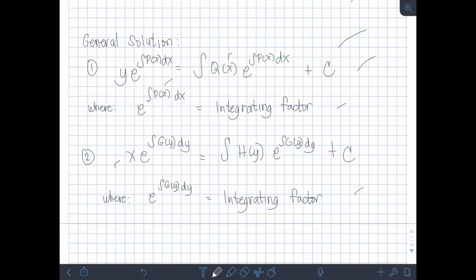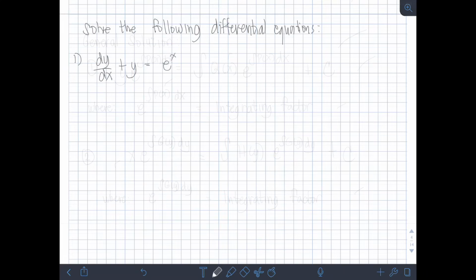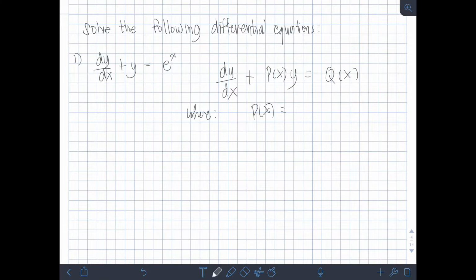Okay, so para ma-illustrate, mag-solve tayo ng examples. So for the first example, we have: solve the following differential equations. dy over dx plus y is equal to e raised to x. Okay, so obviously, linear siya kasi it takes the form dy over dx plus p of x times y is equal to q of x, where p of x natin this time ay walang katabi si y, so obviously 1 lang yon. Tapos q of x natin is itong nasa right side, e raised to x.